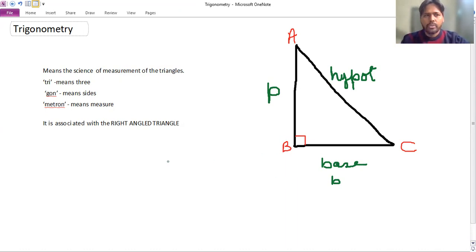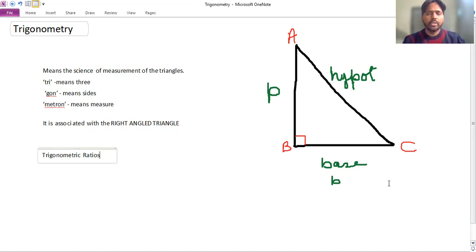Now, how does trigonometry help us in finding out the measurements? Trigonometry helps us with the help of trigonometric ratios. These are the comparison of the different sides of this right angle triangle that will help us to find out any particular angle. That is why it's known as the trigonometric ratios.